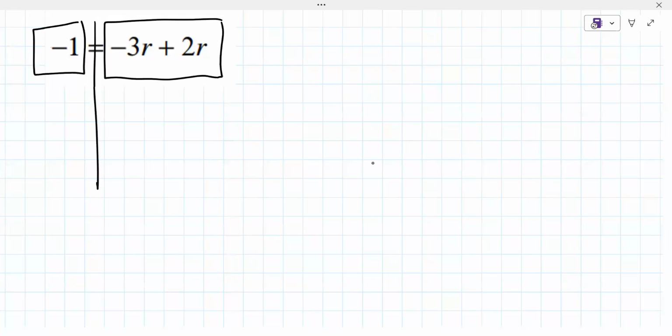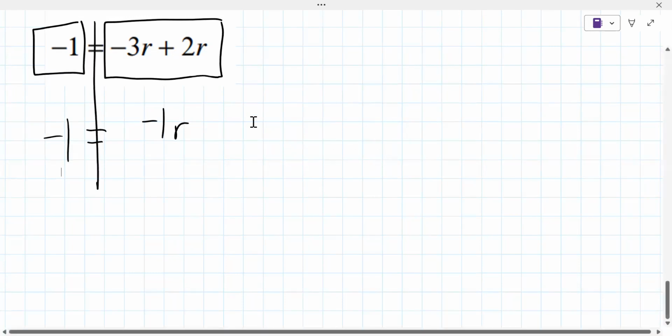So the r's. What is minus 3r plus 2r? Would it be -1r? Negative 1r equals -1. Now you have to divide by -1 because that's what's in front of r. So you divide both sides by -1?